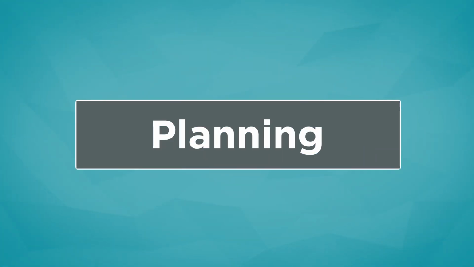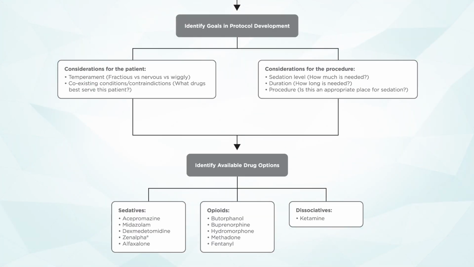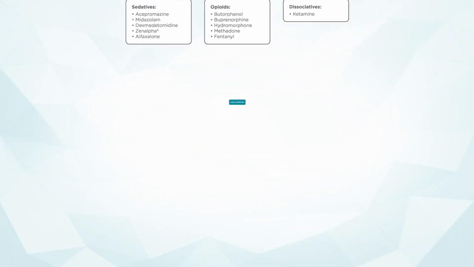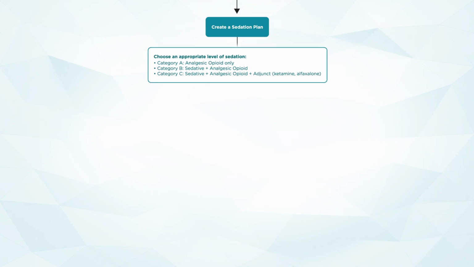So we've considered all of the drugs that we have available, and now we have to create our sedation plan. When I'm doing this, I look at different categories that my patient is going to fall into. So I think about, is this a situation where just an opioid will give me enough sedation and analgesia to get through the procedure that I have planned?